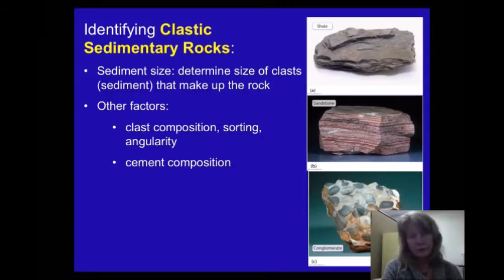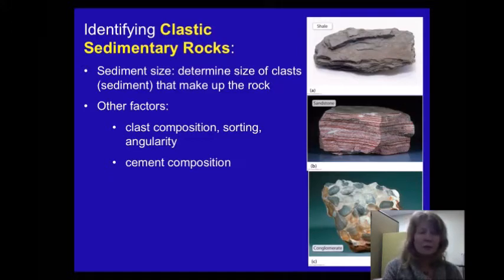Then you can further identify the rock by looking at other factors. Sometimes it's useful to look at the composition of the clast. For example, there are many types of sandstone. Sandstone is made up of sand-sized fragments, but there are different classes of sandstone. For example, there's quartz arenite, which is a sandstone where the composition of the sand is largely quartz, but there might be something called a lithic sandstone, where some of the sand-sized pieces are actually made up of fragments of rocks and not just single minerals.